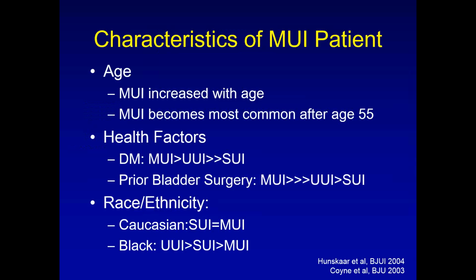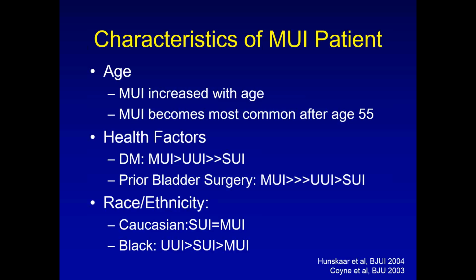They tend to be older, more common after age 55. They do tend to have other health factors. If you looked at women who had diabetes, they were more likely to have mixed versus urge versus stress. If they had previous bladder surgery, they were probably more likely to have mixed versus urge versus stress. That one kind of makes sense because theoretically, if they had bladder surgery, and we're implying it's some sort of stress incontinence surgery, and they didn't get better, if they still have incontinence, what are they more likely to have? They probably had the urge component that didn't get better.